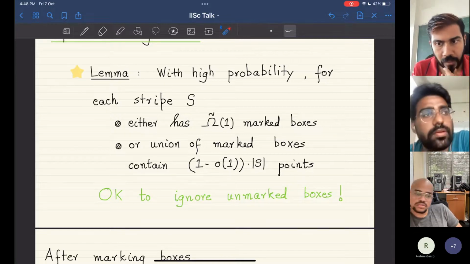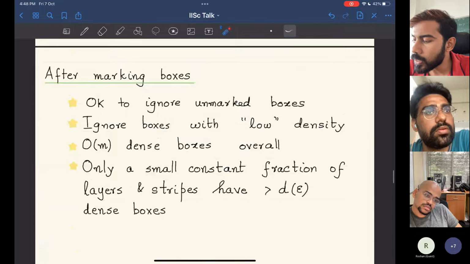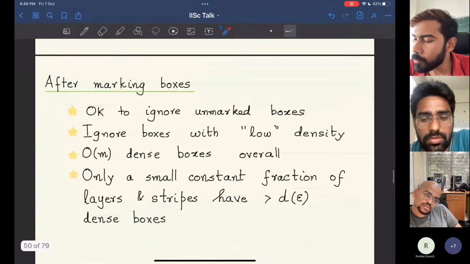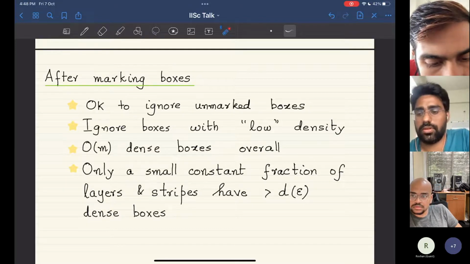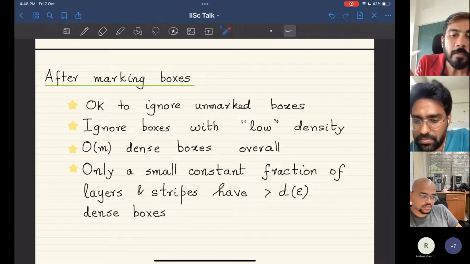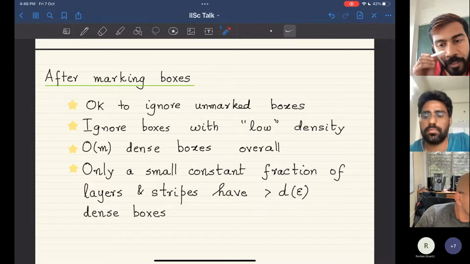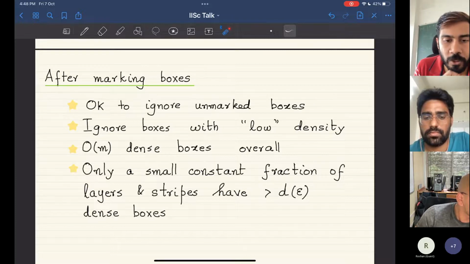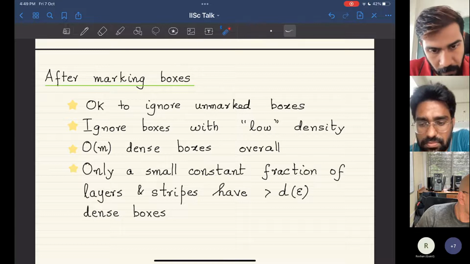Yeah. So after marking these boxes, what we have is the following. If there are a lot of marked boxes, why is it safe to ignore the unmarked? Because if a stripe has lots of marked boxes, many such stripes will not be there. There are only very few such stripes, by an averaging argument. And it is because of that reason it is okay to ignore them.